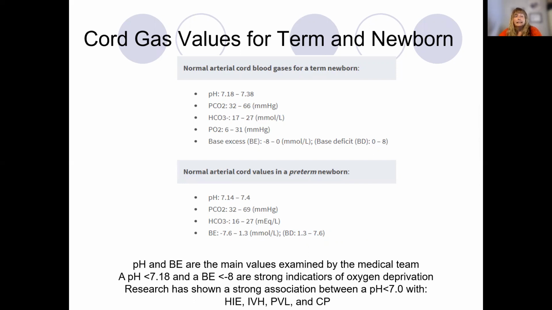A pH of less than 7.18 and a base excess of less than -8 are strong indicators that the patient was oxygen deprived. And research has shown a strong association between a pH of less than 7.0 with HIE, hypoxic ischemic encephalopathy, intraventricular hemorrhage, periventricular leukomalacia, and cerebral palsy. So that is why we focus on these numbers.